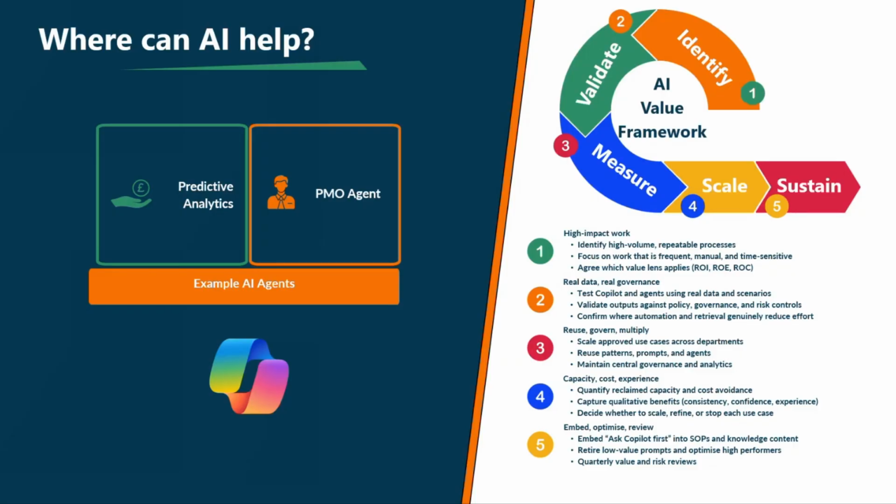Okay, so agents can be trained on your data only. They can be grounded on a data set that you control.